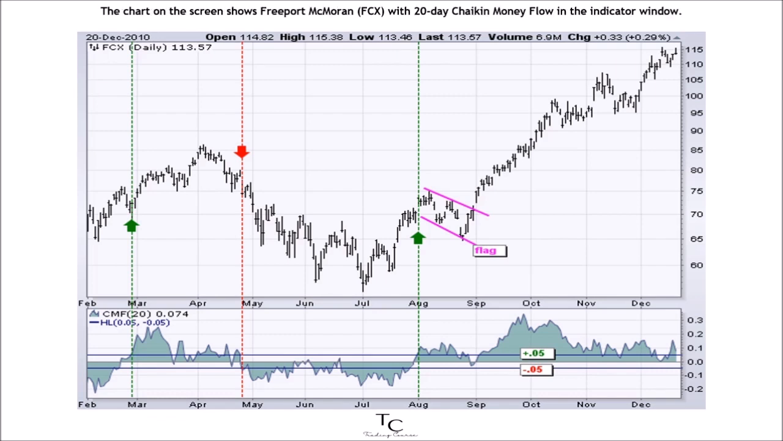The chart on the screen shows Freeport-McMoRan with 20-day Chaikin money flow in the indicator window. There were at least 10 crosses of the zero line between February and December 2010. Adding a small buffer greatly reduced the number of bullish and bearish signals. A move above plus 0.05 was considered bullish, while a move below minus 0.05 was considered bearish. There were only 3 signals. While these signals will come a little later, it may be worth it to reduce whipsaw.